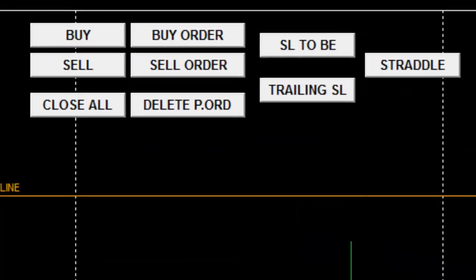The script operates with buttons. Buy, sell and close all speak for themselves, I believe. Buy order, sell order, place stop pending orders on the chart, and delete pending orders, delete them of course.